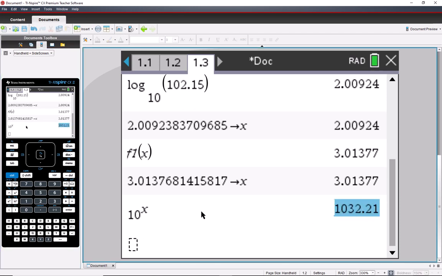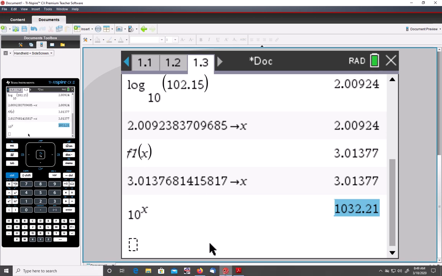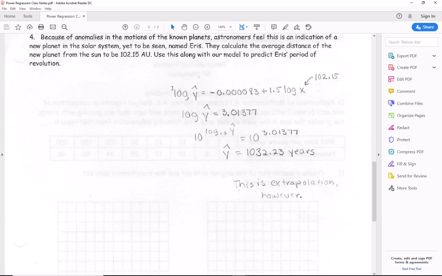So it's log in, anti-log out. If that calculator process confused you, just write out your LSRL, input your value, take it down to a number, and use both sides of your equation for exponents on base 10, and your answer drops right out. Okay? So that's power models.